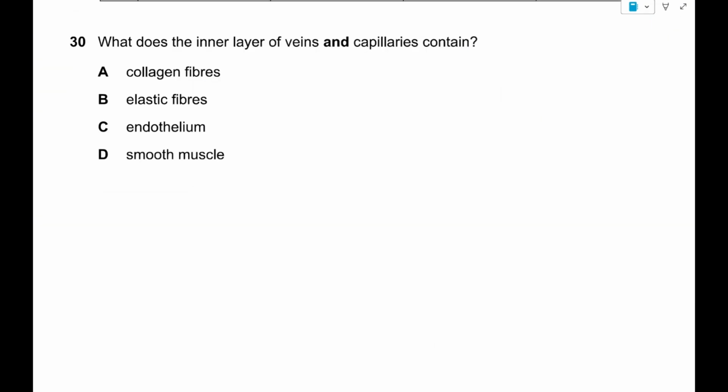Question number 30, what does the inner layer of veins and capillaries contain? So, we know that veins contain 3 layers, which is tunica intima, tunica media, and tunica externa. The tunica intima has an endothelium layer, and then the tunica media has variable elastic fibers, muscle fibers, and collagen, and then the outer layer has mostly collagen. This is only regarding veins and arteries. However, capillaries only contain 1 layer, and it's going to be the endothelium.